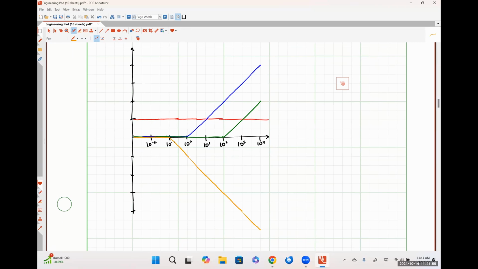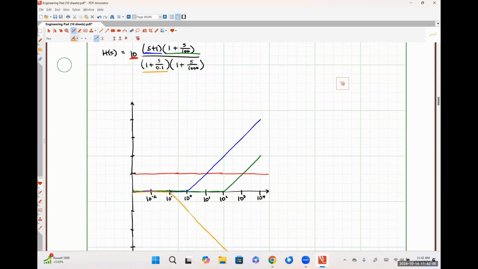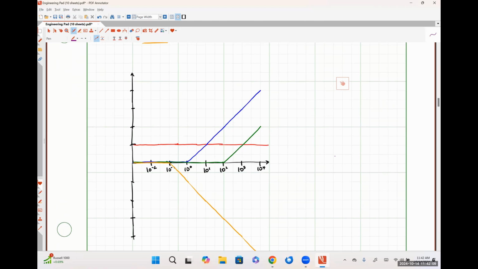And then we have a pole at 1,000, or 10 to the 3. So let's do that one in purple. Constant all the way until here, and then like that. And then we would go through and we would simply add these up point by point, right?